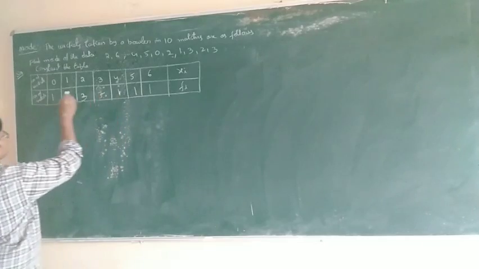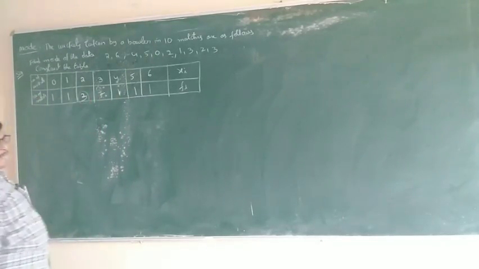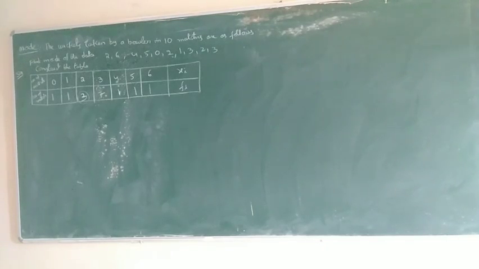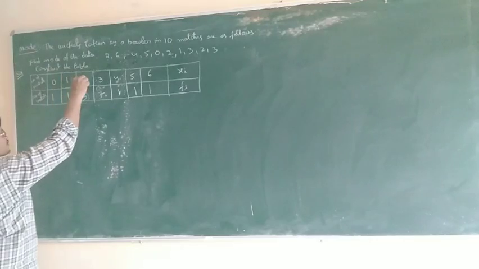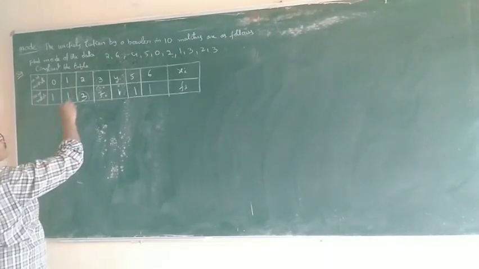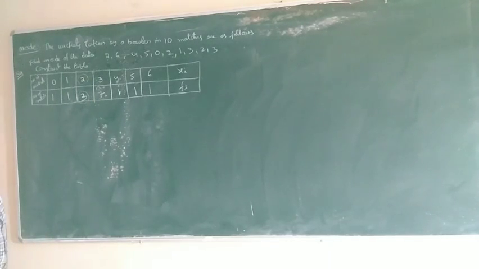In frequencies, what is the maximum value? 2 is the maximum value. But mode is in the observations only. Mode is in the observation. So 2 is the mode. The value of the observations having the maximum frequency.